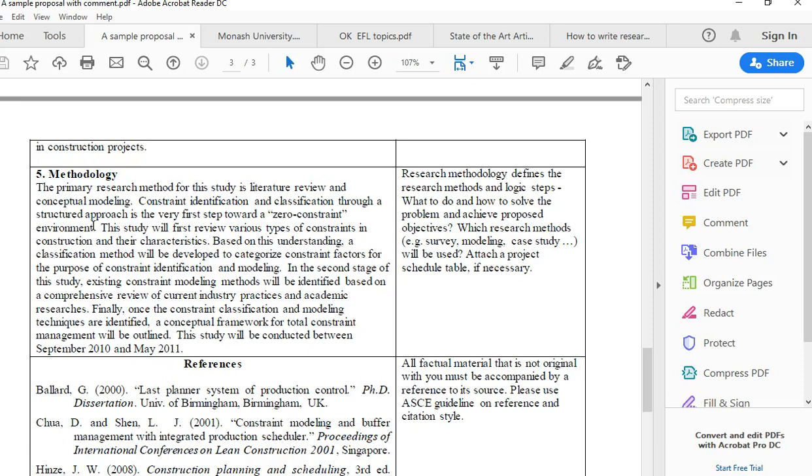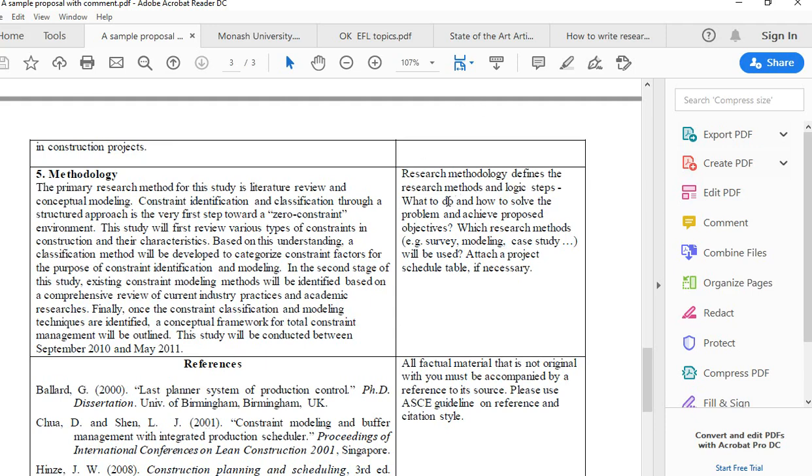And the third one is methodology or method. You see here the preliminary research method for this study is literature review and conceptual modeling, constraint identification. Okay, here, as I've already said, we have to talk about the design of the study, and after that, the participants, the instruments we are going to work on, and the procedures of data collection and data analysis.